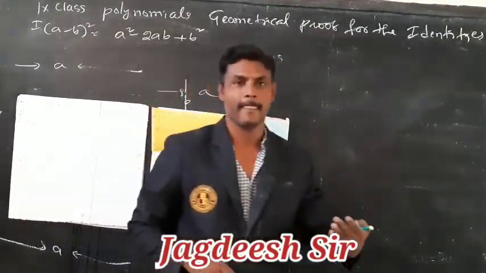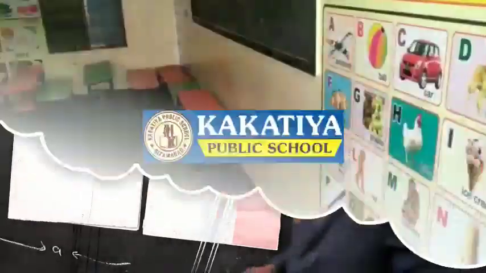Today I am going to explain the geometrical proof for the identities.